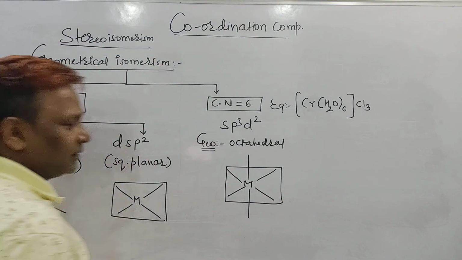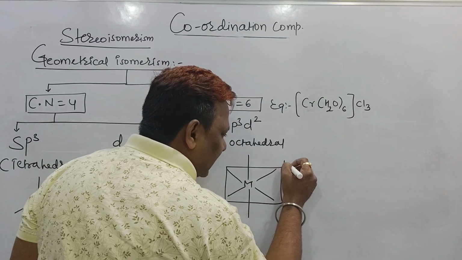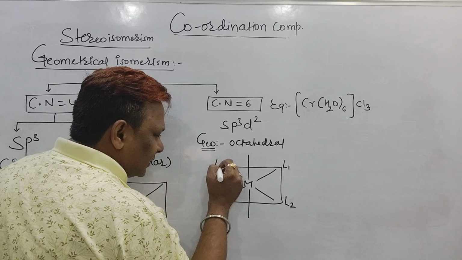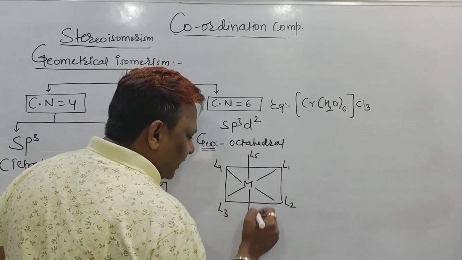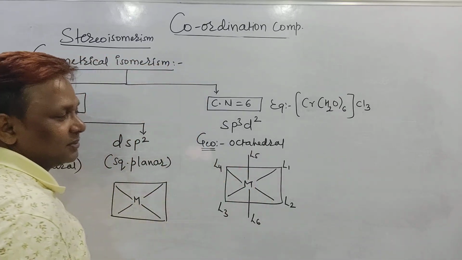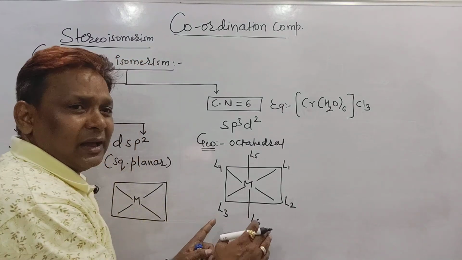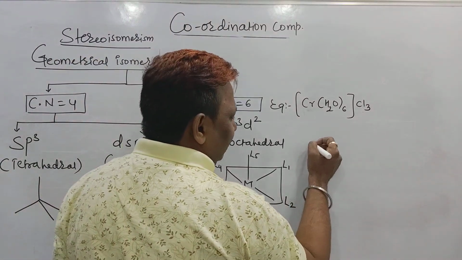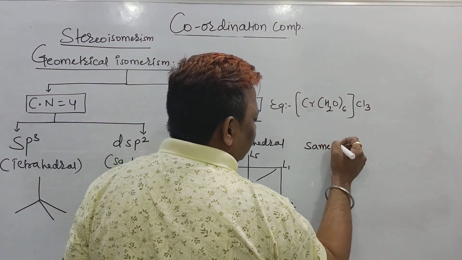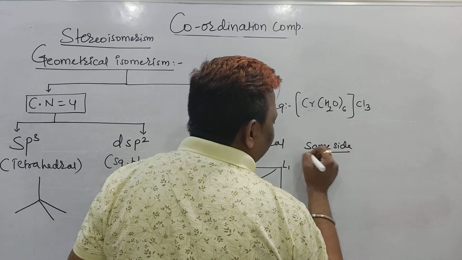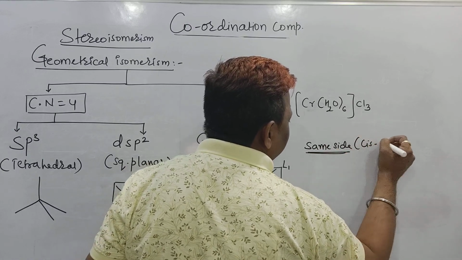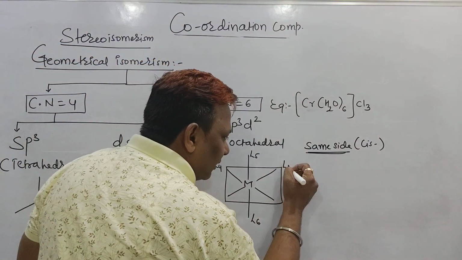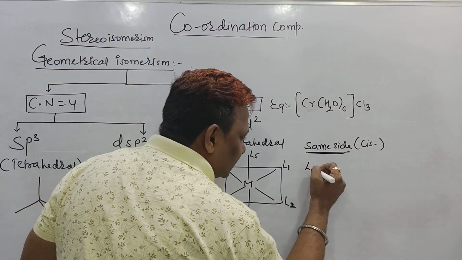One more point: in this M, I will say this is ligand 1, ligand 2, ligand 3, ligand 4, ligand 5, ligand 6. In these complexes, suppose I ask you which one is cis and which one is trans. First of all, I will write the ligands which are on the same side. A ligand on the same side must be called cis form. I'll show you. L1 and L2 are on the same side.